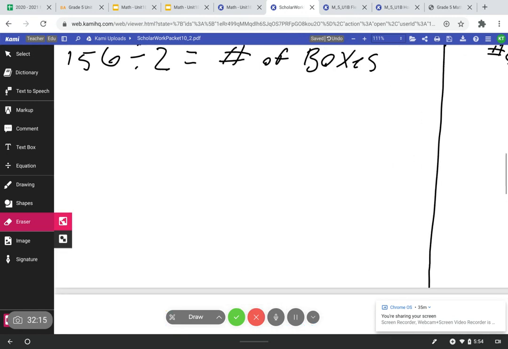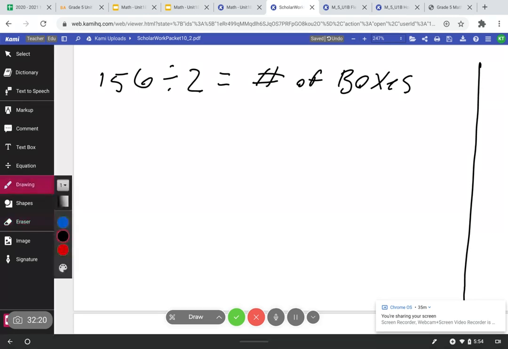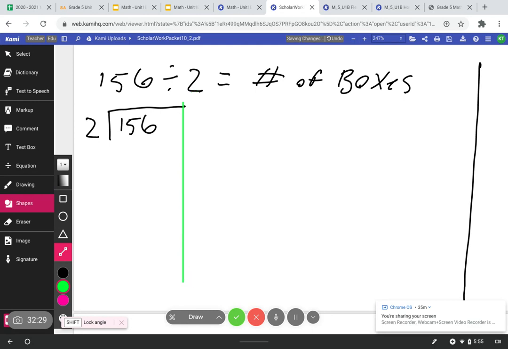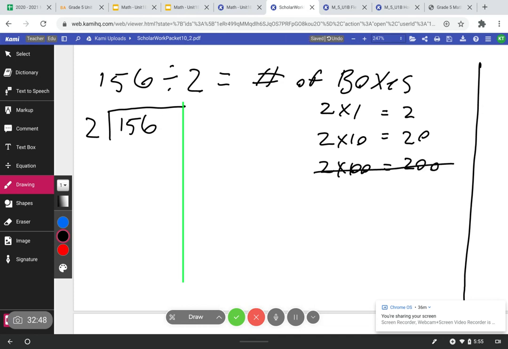But remember, we're grateful for all the practice that we get. So let's do 2, 1, 5, 6. Two times 1, 2 times 10, 2 times 100. Let's see what friendly number is the closest that does not go over. So 200 goes over, that's out. I can make 10 groups, and that'd give me 20.